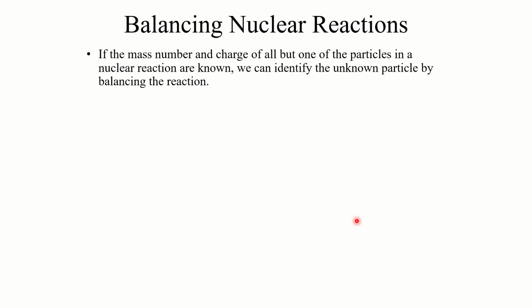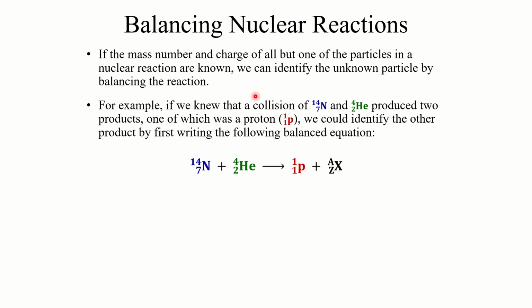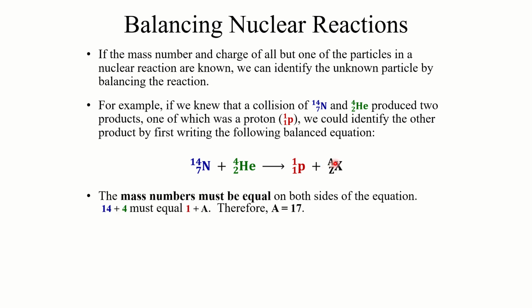All right, so let's look at how we can balance nuclear reactions. If the mass number and charge of all but one of the particles in a nuclear reaction are known, we can identify the unknown particle by balancing the reaction. For example, if we knew that a collision of nitrogen-14 and helium-4 produced 2 products, one of which was a proton, we could identify the other product by first writing the balanced equation. 14,7N plus 4,2He forms 1,1p plus the unknown product.